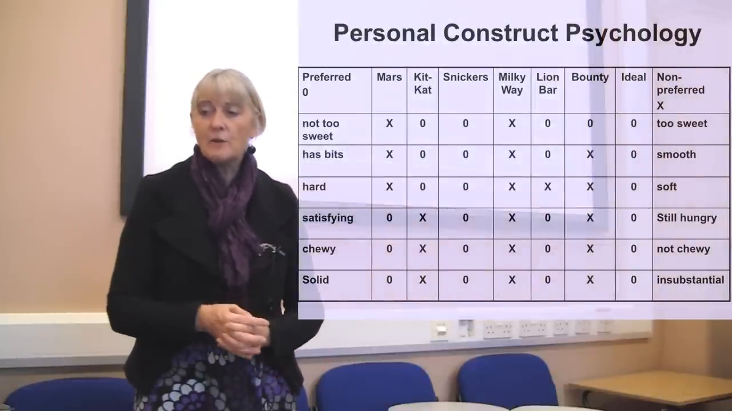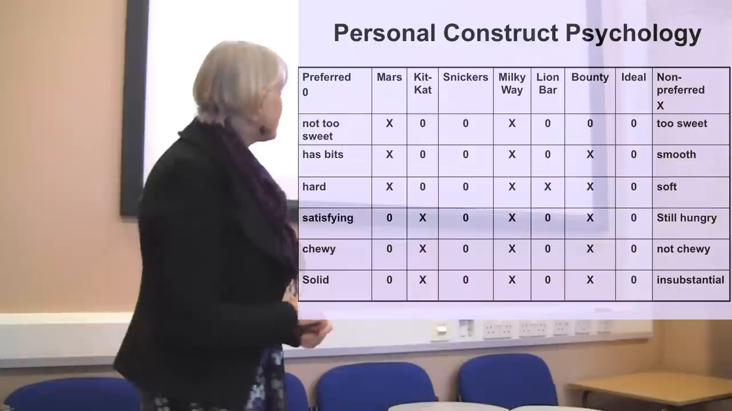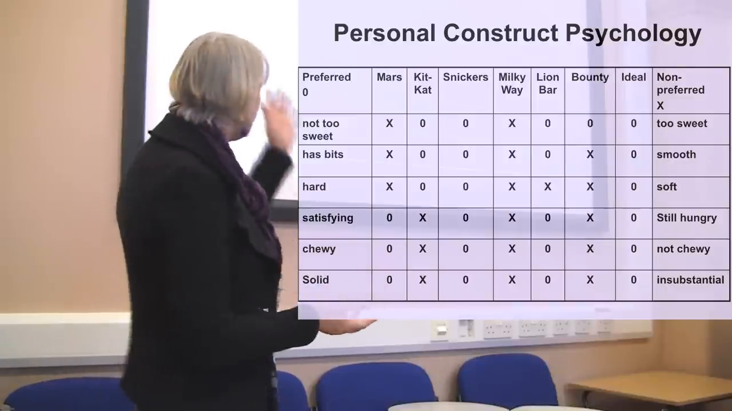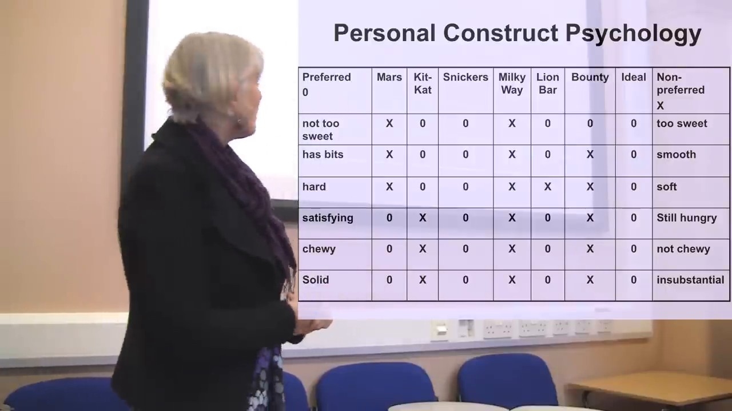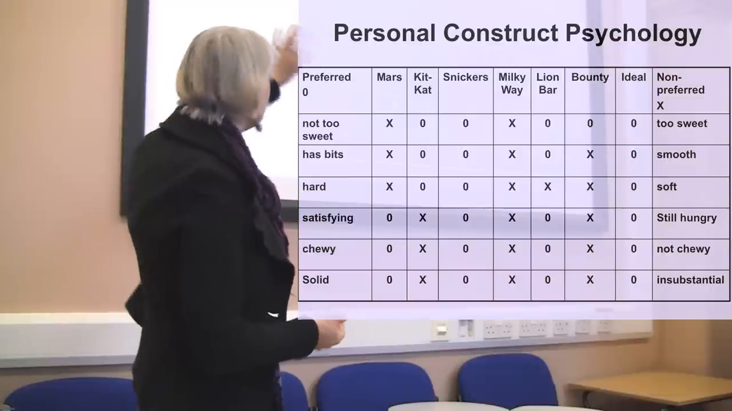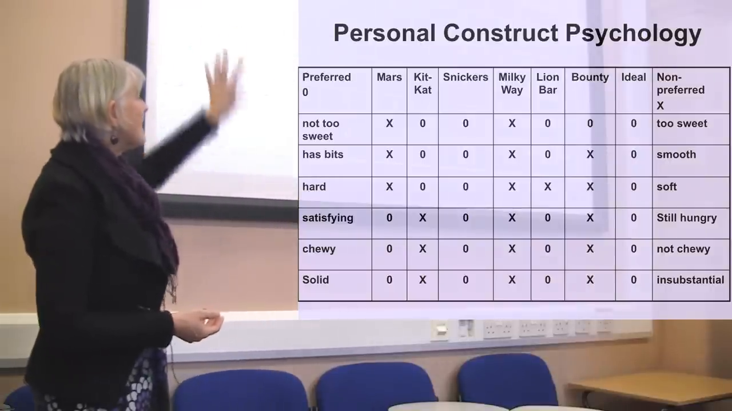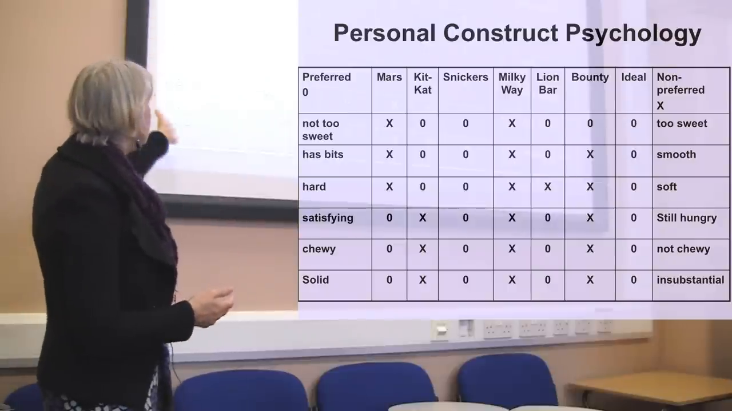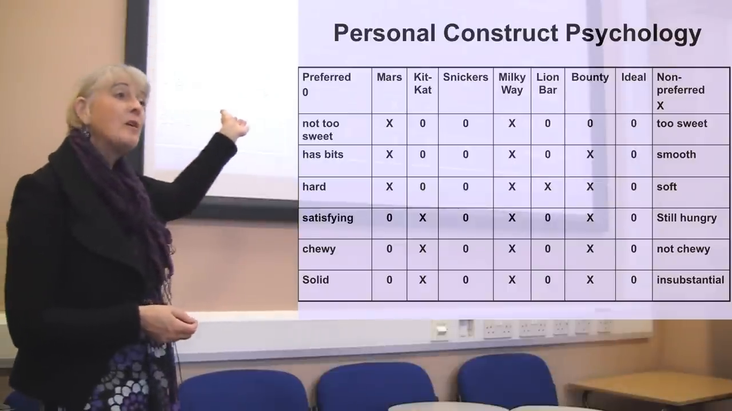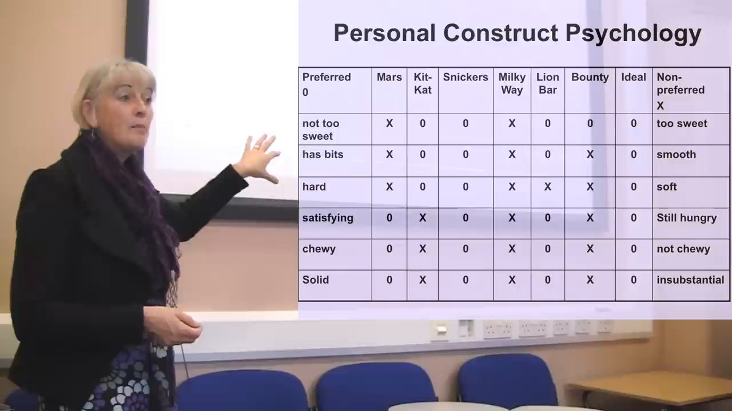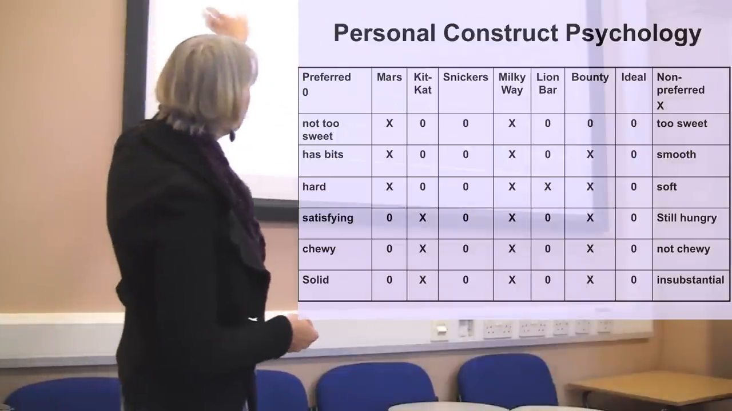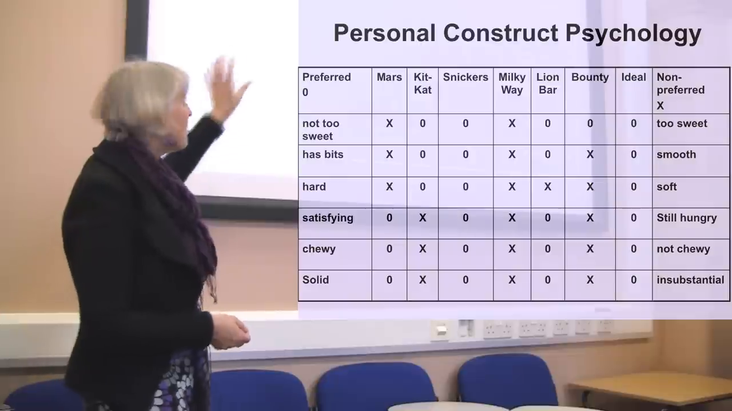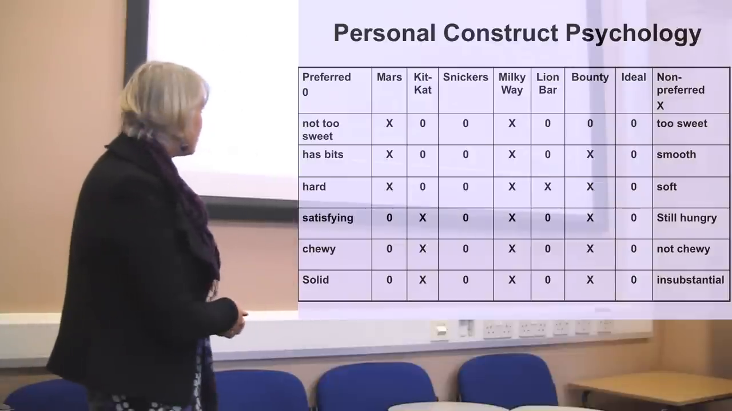So just to finish off with, what I've got here is a grid that I filled in using some of the same chocolate bars that you chose, but these were obviously chocolate bars that I was familiar with. Doesn't matter which they are. The elements in a grid are, in the end, not that important. They're just a way of eliciting the constructs. It's the constructs that we're after. So how we get to those doesn't matter. The fact that I've used Bounty and Snickers and Kit Kat doesn't matter. It's the constructs that they've enabled me to come up with by comparing those, just as you did.